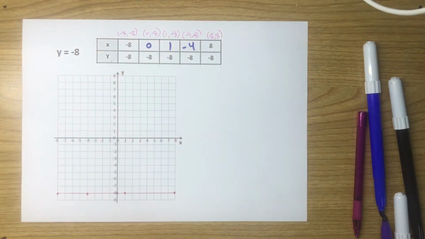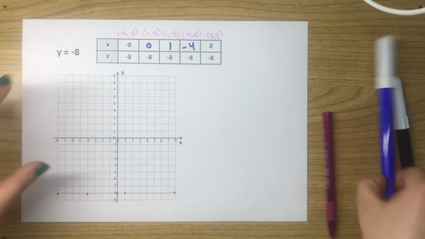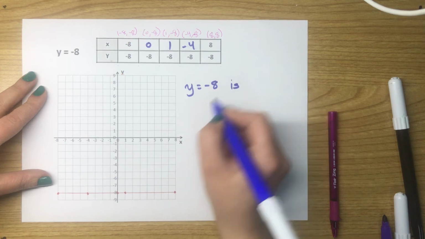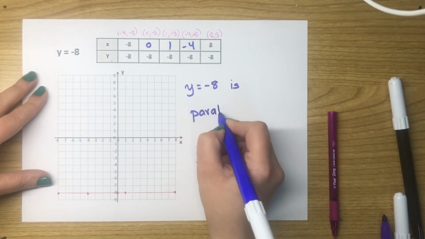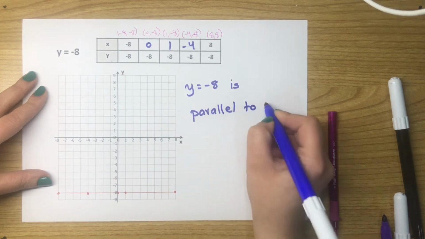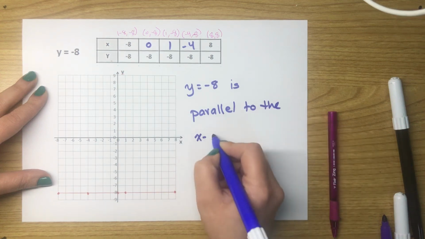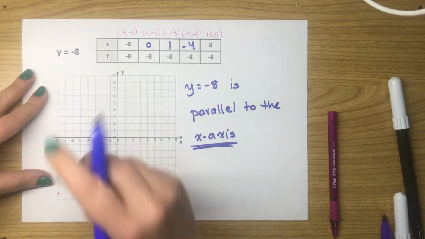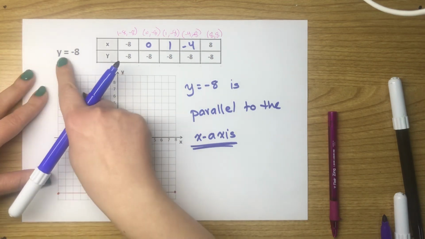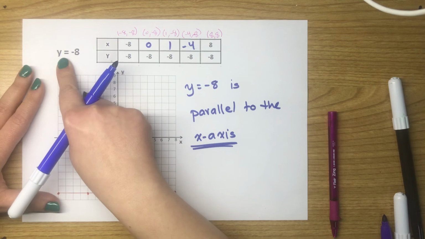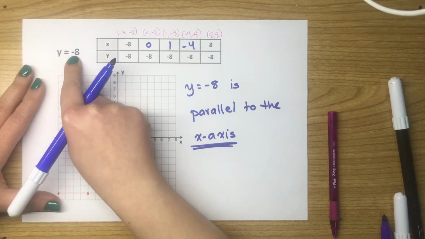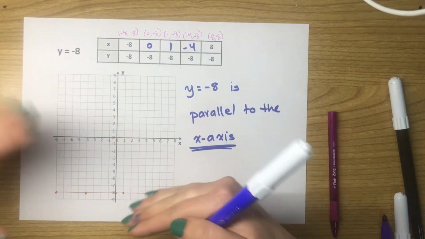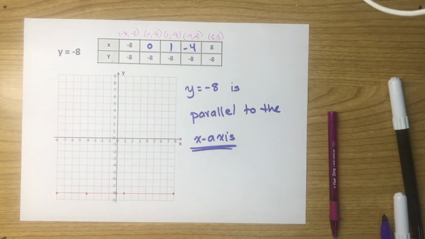So, as a conclusion, y equals -8 is parallel to the x-axis, guys. Another conclusion: in any linear equation, when the value is fixed for y, the line is always going to be parallel to the x-axis.